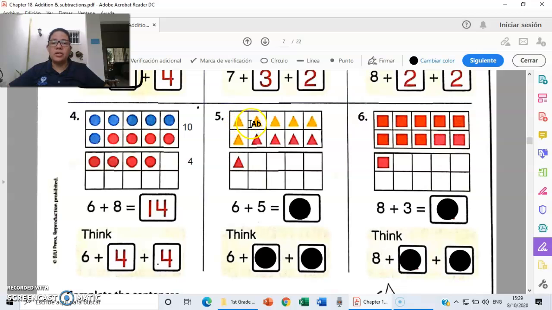So here's the same. You have the triangles. 1, 2, 3, 4, 5, 6 triangles. And then you add 5 more. 6 plus 5. And you say 1, 2, 3, 4. Oh, it's complete. So you put the other one here.